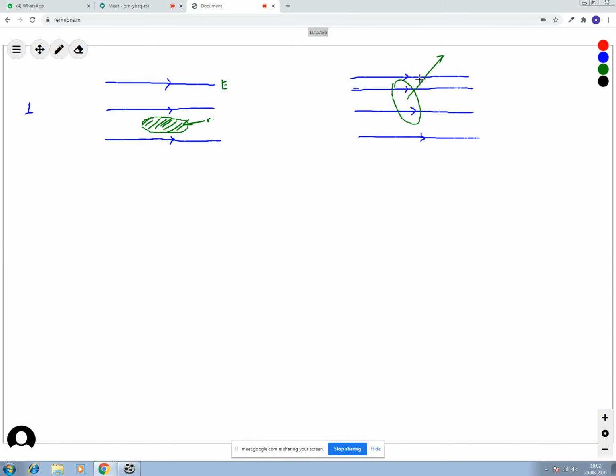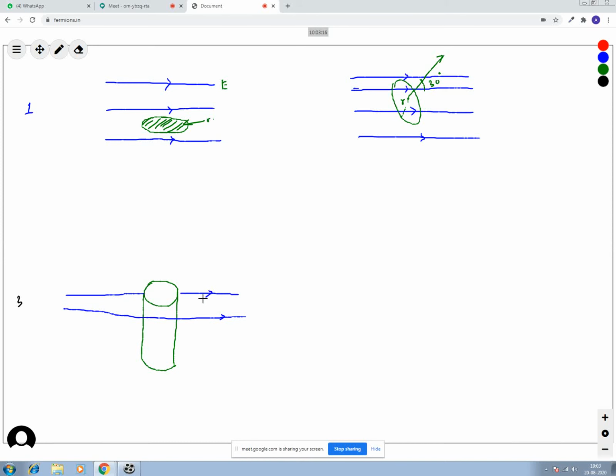You see, this is a circular area which is lying on the electric field. You need to find what is the flux. The radius of this one is R and this is E. Similarly here, this is the same circle. This is the normal and the angle between them is 30 degree. So again we need to find the flux, again the radius here is R.